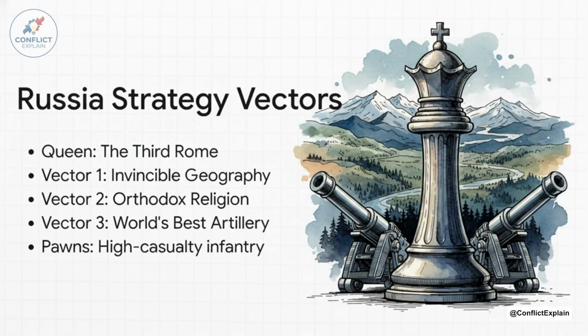Now, turning to Russia, Jiang refers to their queen strategy as the Third Rome. To really get this, we have to look back at history. Moscow essentially views itself as the spiritual and political successor to the Roman and Byzantine empires. So their ultimate goal is to unite the Orthodox Christian world and build an impenetrable Eurasian alliance that completely neutralizes American sea power. Their attack vectors are totally different from America's.